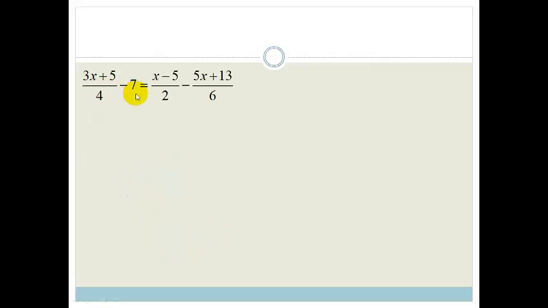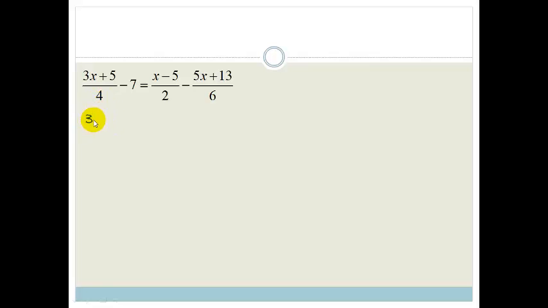Okay, another one looks a little bit scary. Don't panic, okay? If you look at this carefully, you can see that there's 3x plus 5 over 4 minus 7 equals x minus 5 over 2 minus 5x plus 13 over 6. Now, in the previous question, because it was very obvious that there were just x's on the one side and nothing on the other side, we took all the x's onto the one side. We don't have to do that, but to keep in practice with what I've said, let's do that. So let's go through this.